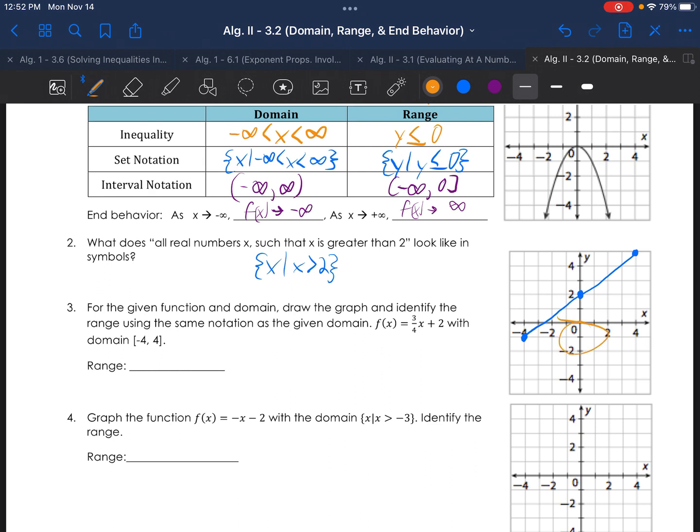And it wants me to put it in the same notation, so that's interval notation. So it's saying, hey, what's the lowest it goes and what's the highest it goes? So we see the lowest in the graph it goes is -1, and it gets to -1 right over here. The highest it goes is up here, and it gets to 5.